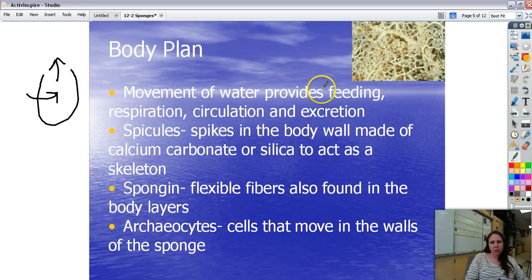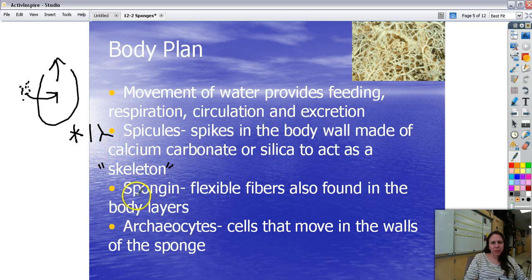As water goes through, it brings with it food, little particles of food. So they bring it in and the food gets trapped inside of their body tissues. They have spicules, which were those little pointy things, and they come in all sorts of different shapes, like this, single or tri, like that. Spikes in the body wall are made of either calcium carbonate, which is the same stuff that seashells are made out of, or silica, which is the same stuff that glass is made out of, and this acts as a skeleton for them. It just helps give their body some shape and support.